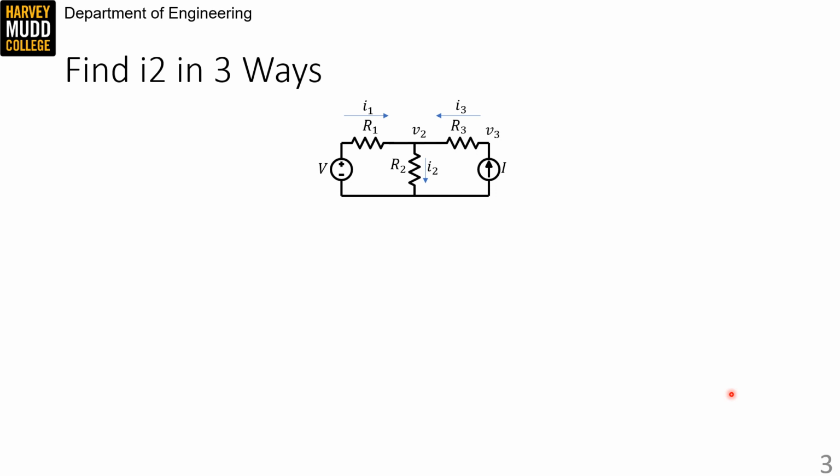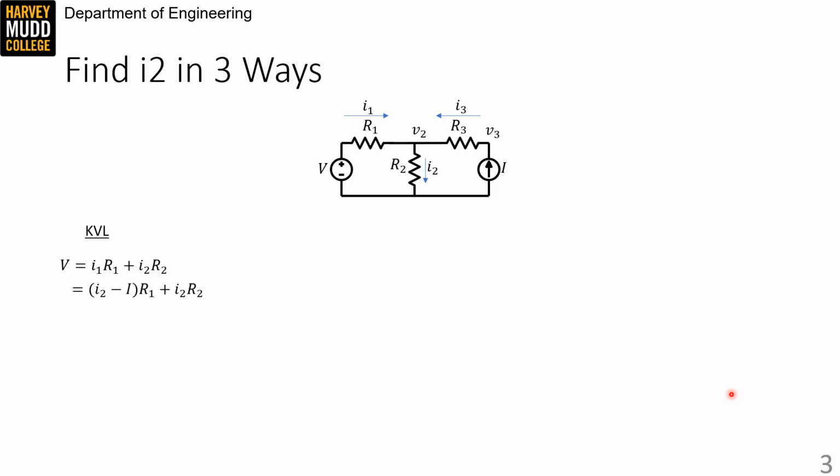One way you could have calculated I2 is to use Kirchhoff's voltage law, abbreviated KVL, as a starting point. There are several variations on this theme, but we can imagine drawing a KVL loop around the left mesh of this circuit to find our first equation. V is equal to I1R1 plus I2R2.